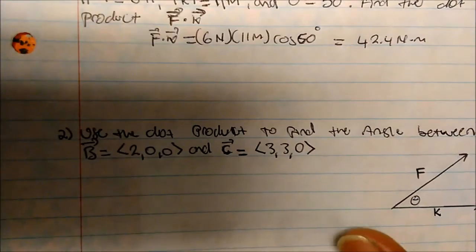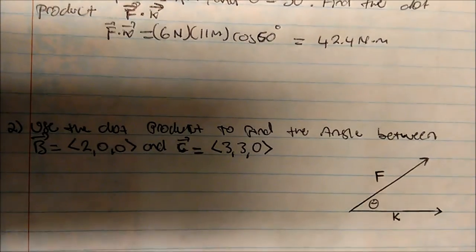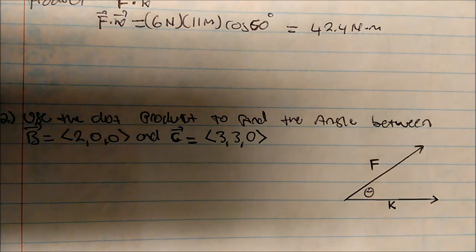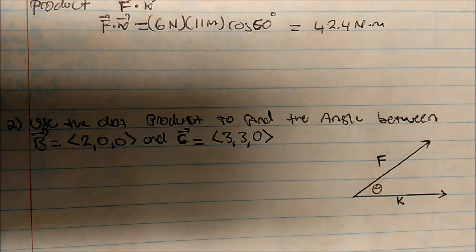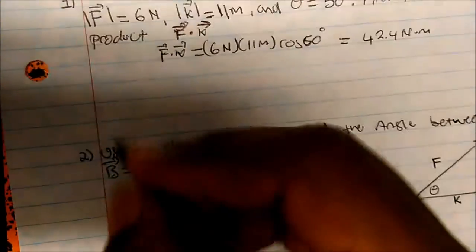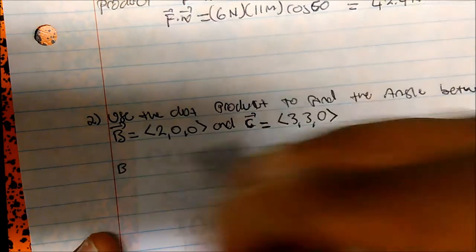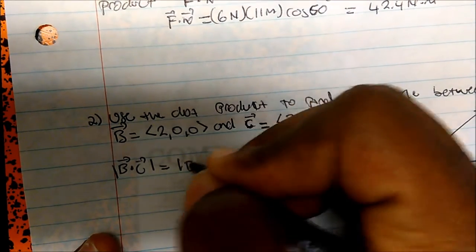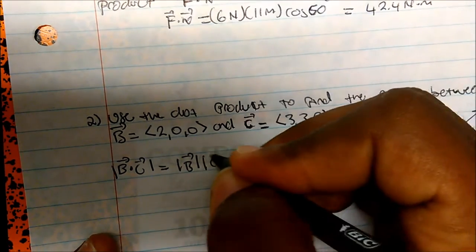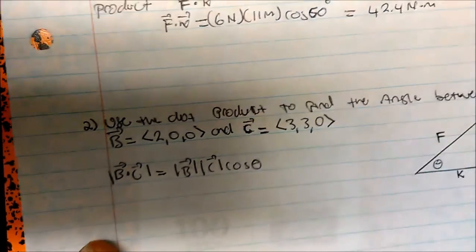Now, what if we wanted to find the angle between them? What if you want to find the angle between two vectors? How would we do it? So I have this question here. It says use the dot product to find the angle between B and C. Well, what equation do we have that relates some sort of angle? Well, we know the magnitude of B dotted into C is equal to the magnitude of B times the magnitude of C cosine of the angle between them.